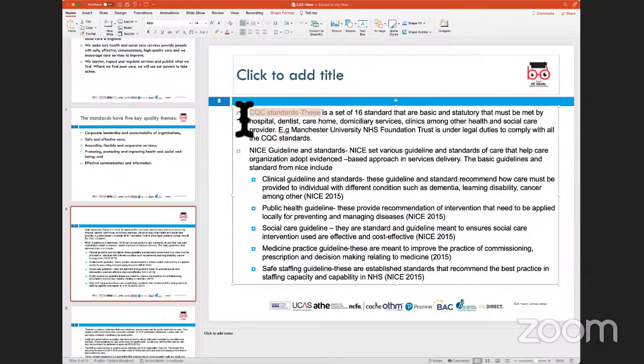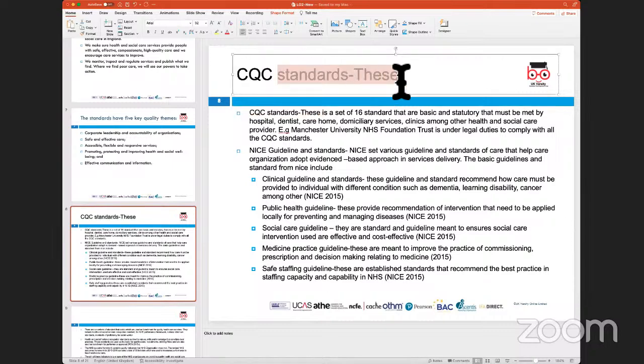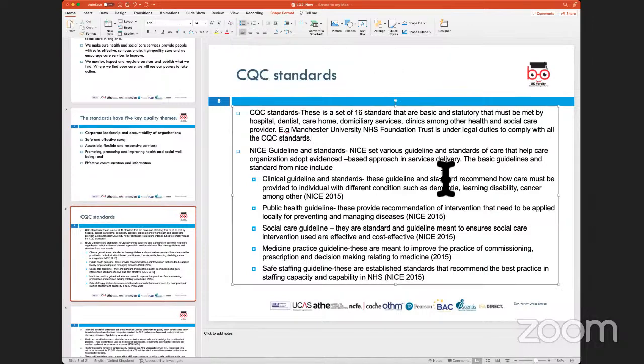Now, when we talk about the standards, we need to be specifically looking at the CQC standards. And if I put these across here, what I want to basically mention is there are 16 standards which the CQC makes mandatory for all health and social care settings to meet before they are accorded a license for providing these services to members of the public. Now, they could be hospitals, dental surgeries, care homes, domiciliary services, clinics, amongst various other kinds of settings or organizations which could be providing these services.